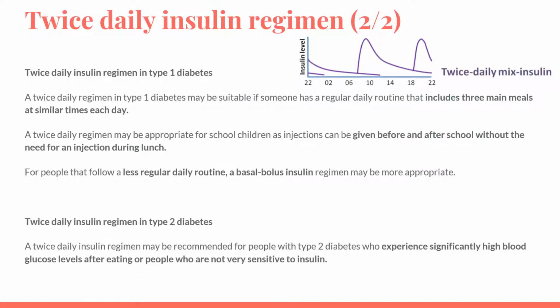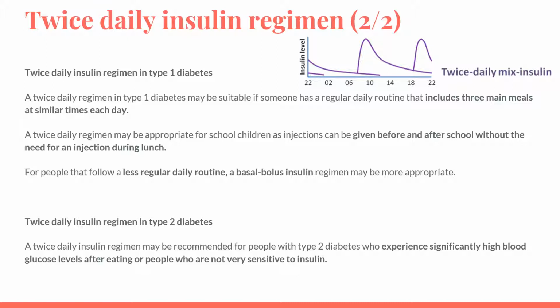Twice daily insulin regimen in type 1 diabetes. A twice daily regimen in type 1 diabetes may be suitable if someone has a regular daily routine that includes 3 main meals at similar times each day. A twice-daily regimen may be appropriate for school children, as injections can be given before and after school without the need of an injection during lunch. For people that follow a less regular daily routine, a basal bolus insulin regimen may be more appropriate.